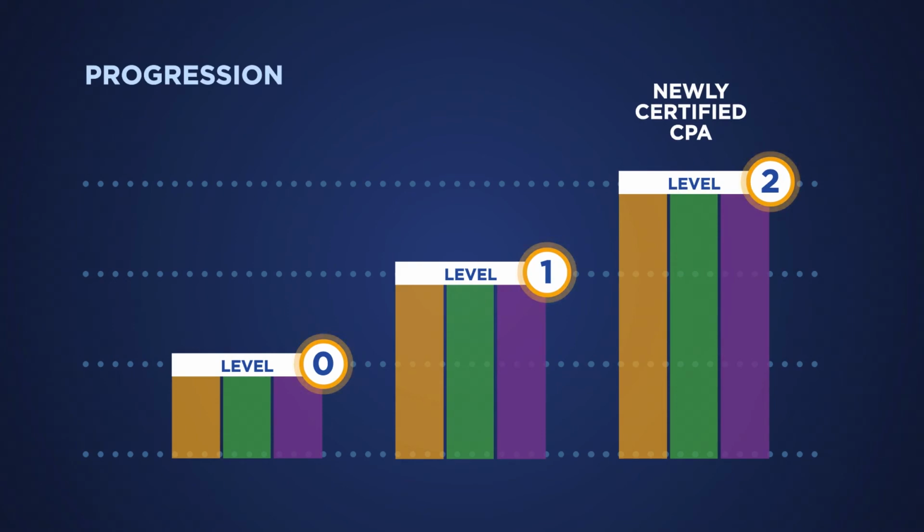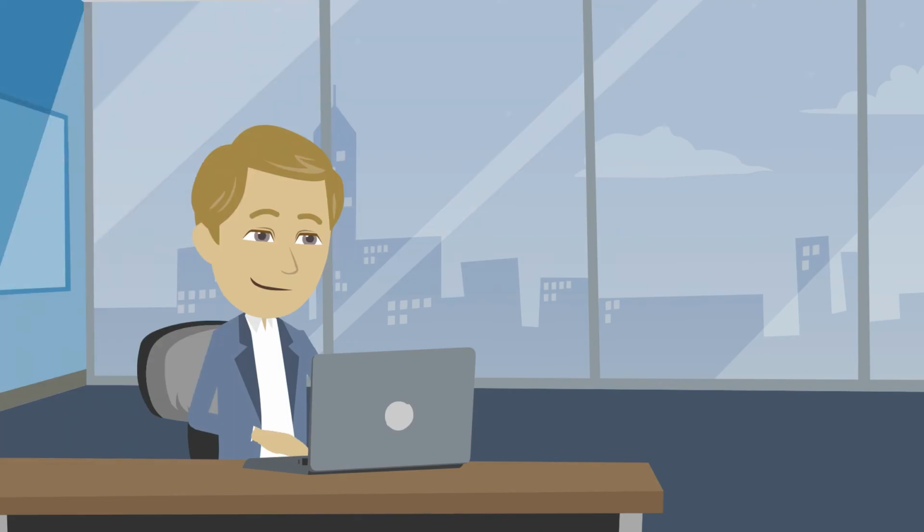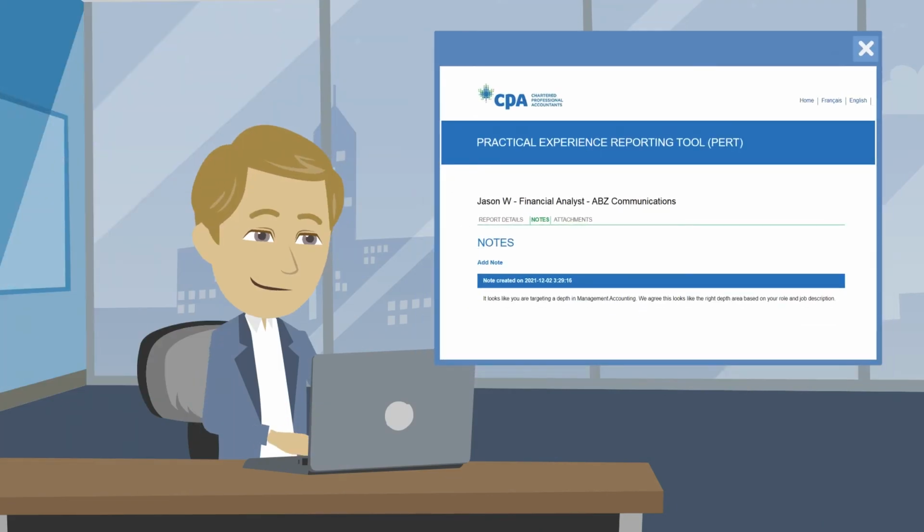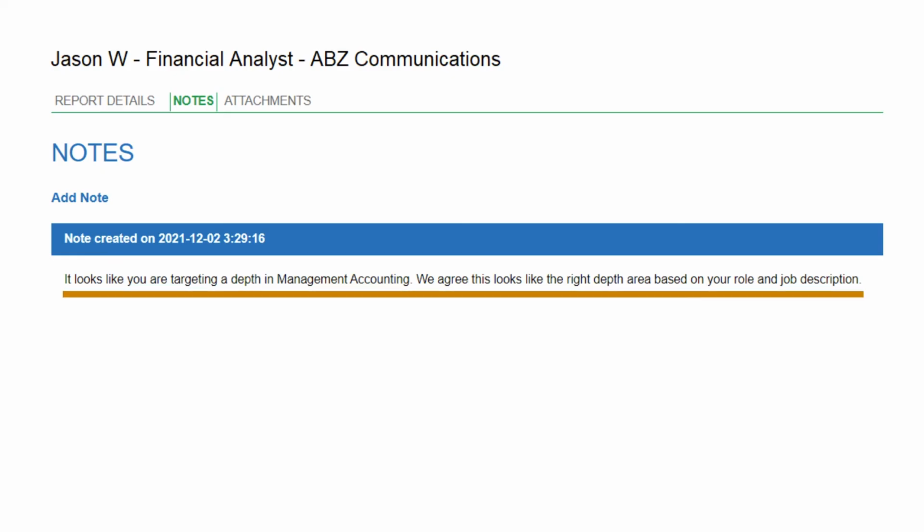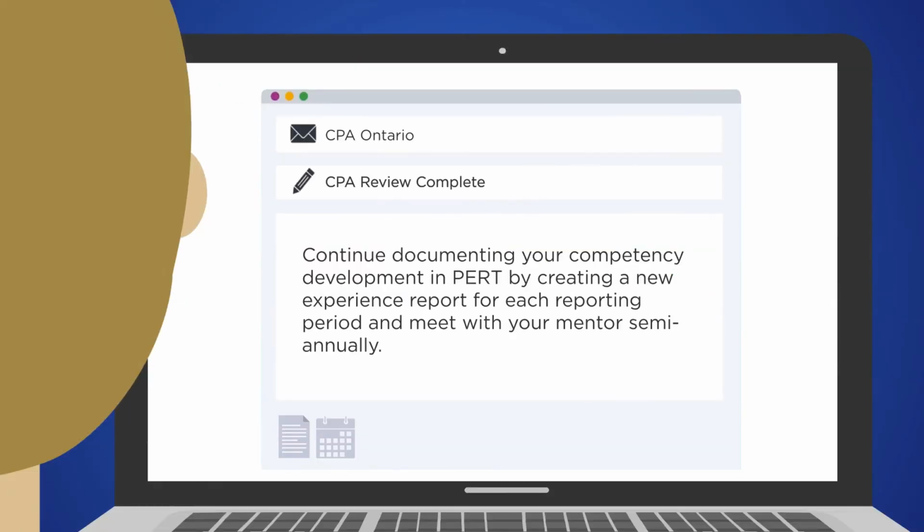The concept of progression will be covered in more detail in the next video. For more specific feedback from CPA Ontario, Jason reviews the Notes tab. He then reviews the third step from the email.